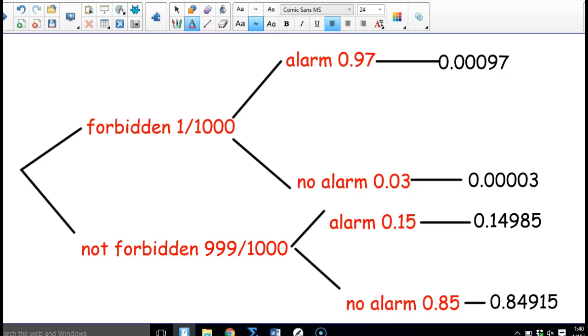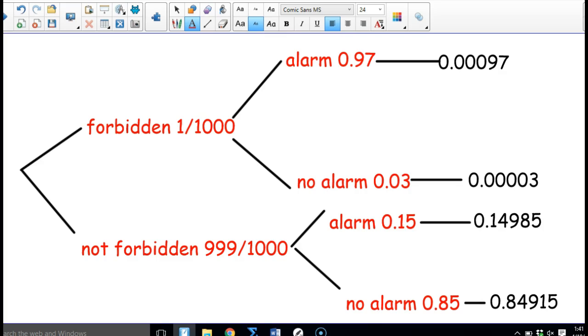All bags entering a research facility are screened. 97% of the bags that contain forbidden material trigger an alarm, okay? 15% of the bags that do not contain a forbidden material also trigger the alarm. If 1 out of every 1,000 bags entering the building contain forbidden material, what is the probability that a bag that triggers the alarm will actually contain forbidden material?